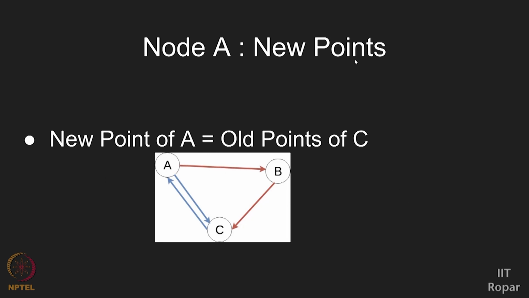Initially, they were given equal number of points. Let us say 100 points for simplicity. Node A has 100, node B has 100, node C has 100. So 300 points total in the system. Each node has 100 points initially.